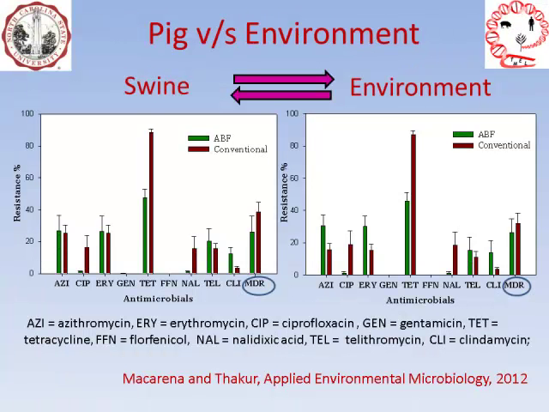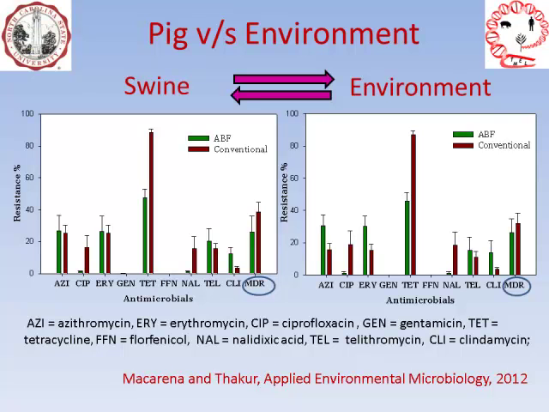So this is a slide. It's a heavy slide, but I want to show you what we found when we isolated Campylobacter from commercial pigs and outdoor free pigs. So this is the drug resistance profile of Campylobacter from pigs. The green bars are antibiotic free. The dark bars are conventional. These are the different antimicrobials we used. So this is what we got from the pig. This is what we got from the environment. So let's look at the green bars. These are pigs that have never been exposed to antibiotics in their whole life.